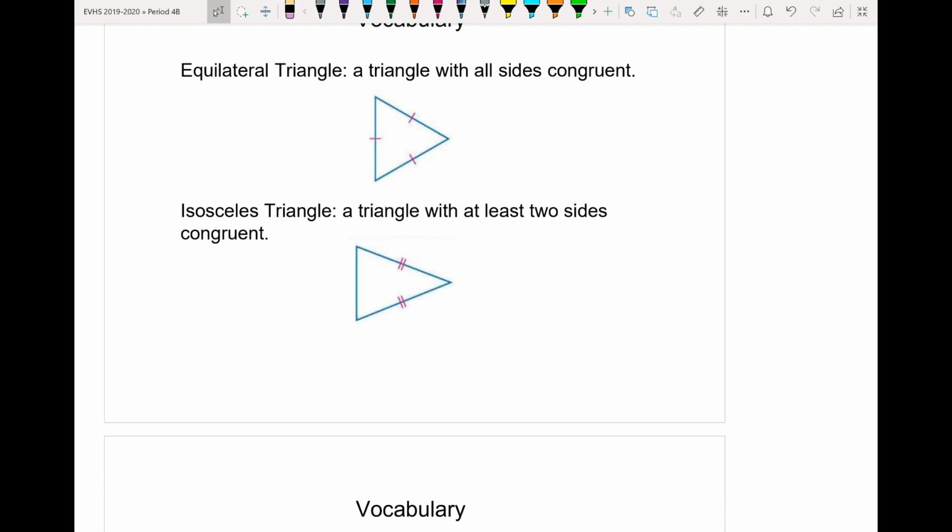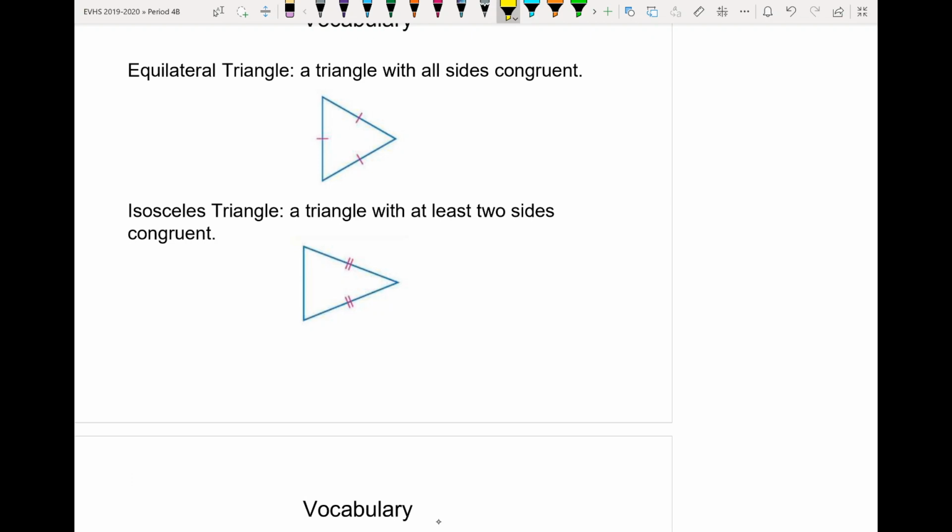Focus. Equilateral triangles have all three sides congruent. Isosceles, this is important: at least two sides are congruent. That's important because, well, what's the implication? If I say at least two, what am I allowing for? Yeah, in an equilateral triangle, a third side being congruent is also isosceles. So an equilateral triangle is just a special case of an isosceles triangle.